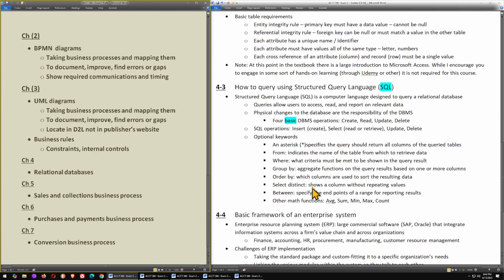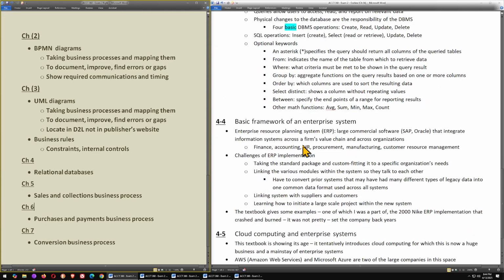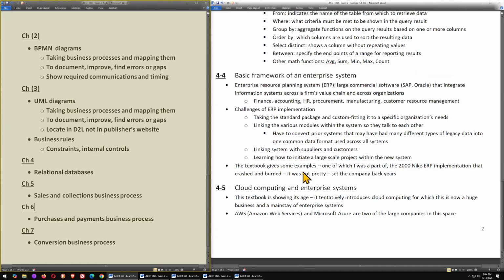Here are some optional things so you can see some other commands that can be given. And then we talk a little bit about how it gets implemented in an ERP system. And, oh, heaven forbid, we talk a little bit about cloud computing. So I'm saying here, this textbook is showing its age.